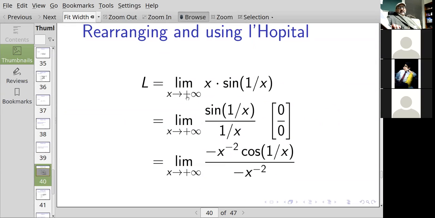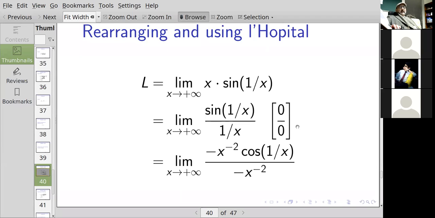The limit as x goes to infinity of x times sine of 1 over x. I will rewrite x times sine of 1 over x as sine of 1 over x divided by 1 over x. Okay, so that's just an algebraic manipulation. I haven't really done anything.